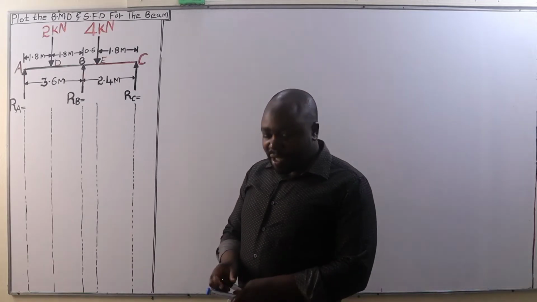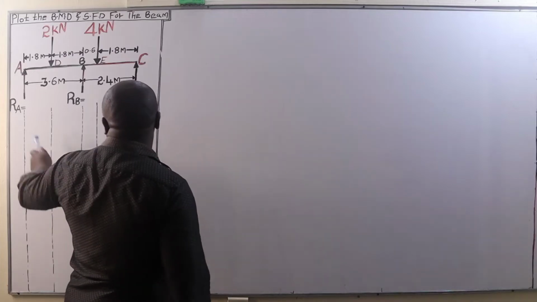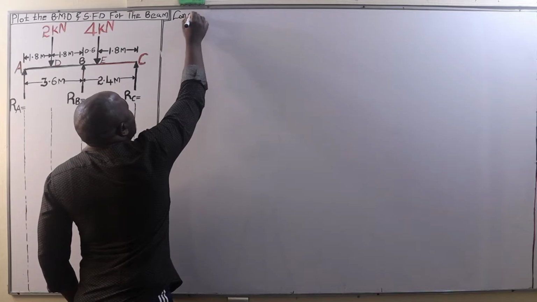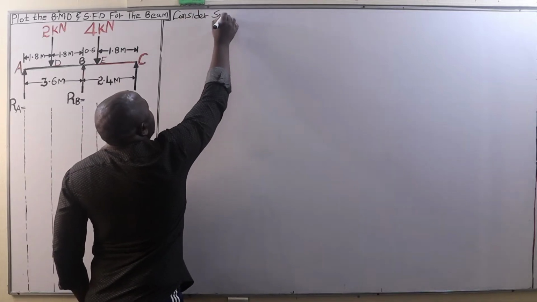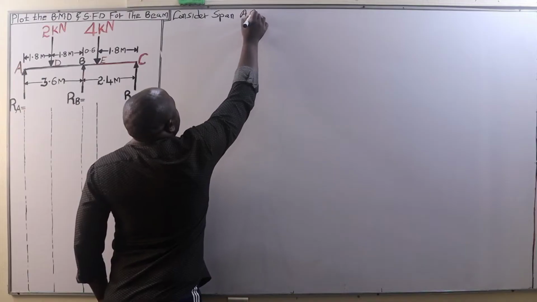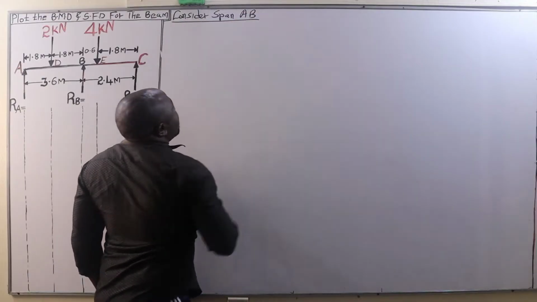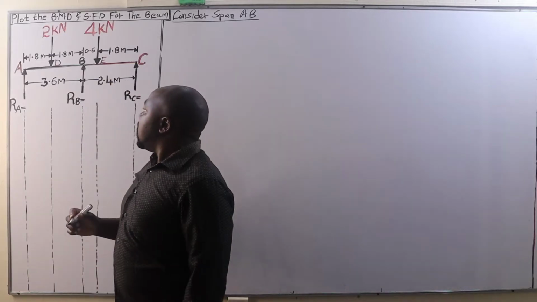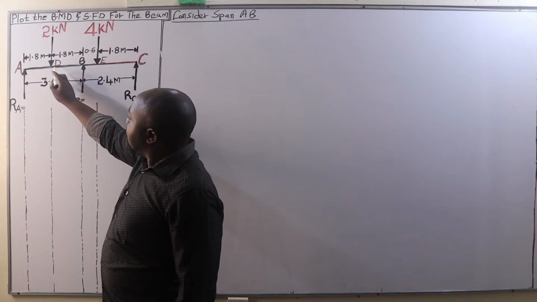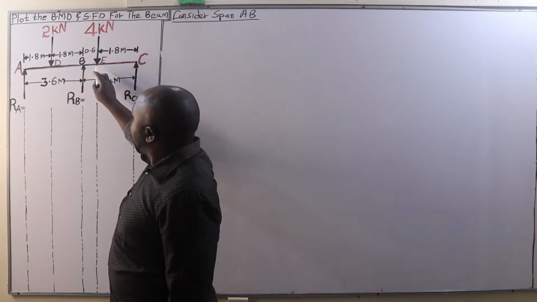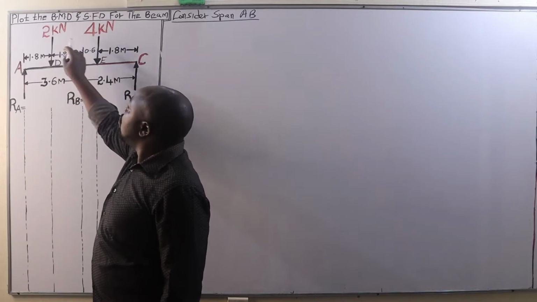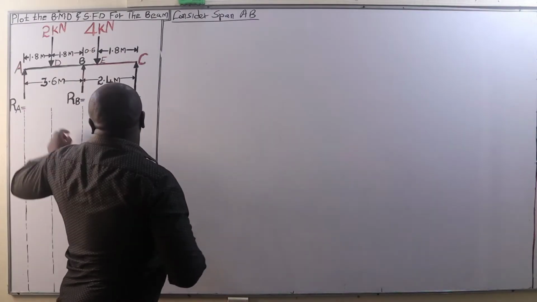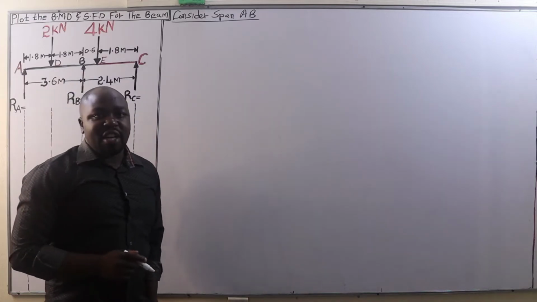Now, the first thing we are going to do is consider the span AB. Good. So, the very first thing we are going to begin with is calculating the bending moment at the points of action of these two point loads. Therefore, we are going to begin with calculating the bending moment at point D.